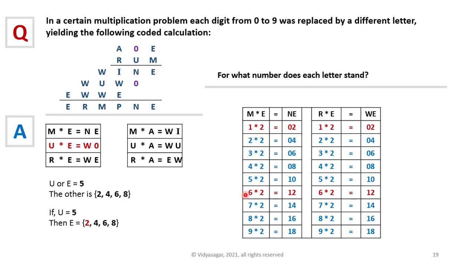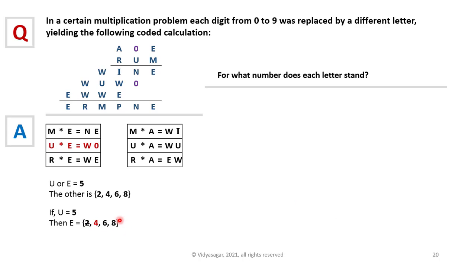So now the only possible multiplication is 6 times 2 equal to 12. But this result is true for both the equations. This means both M and R should be 6 and both N and W should be 1. But it is given in the problem that each number from 0 to 9 is uniquely represented by a single letter. Hence, M and R both cannot be 6. This means our assumption that E equals 2 is not valid.